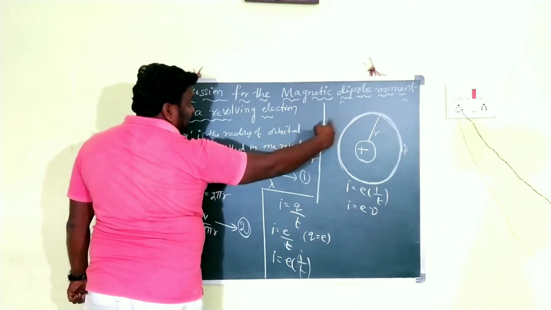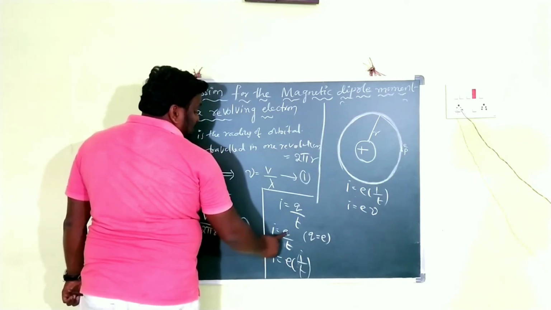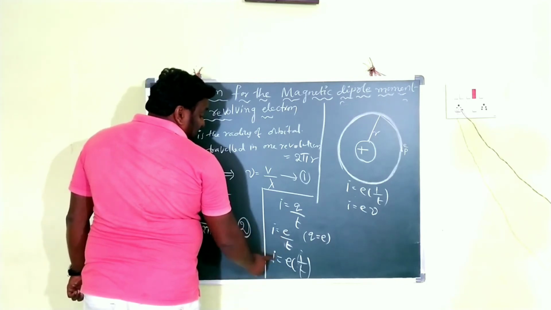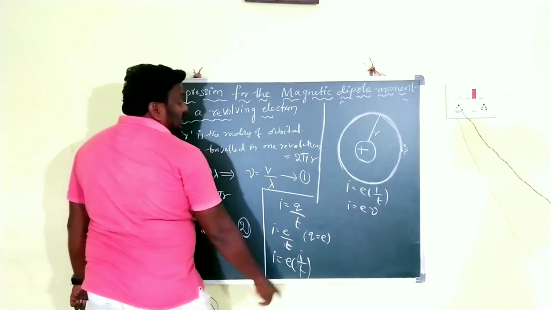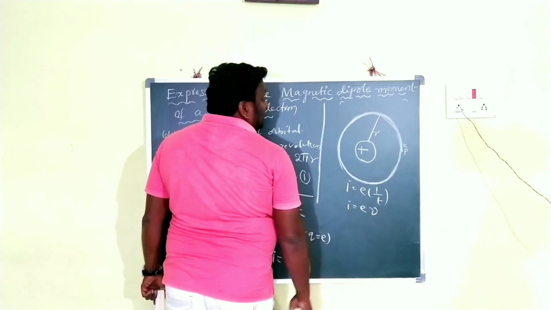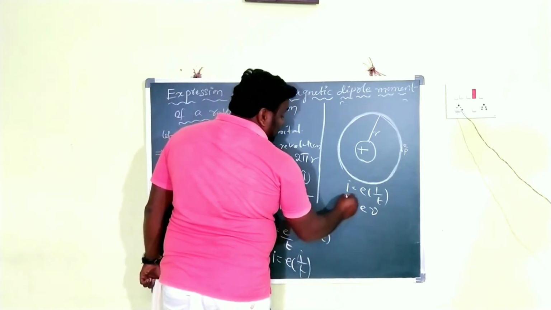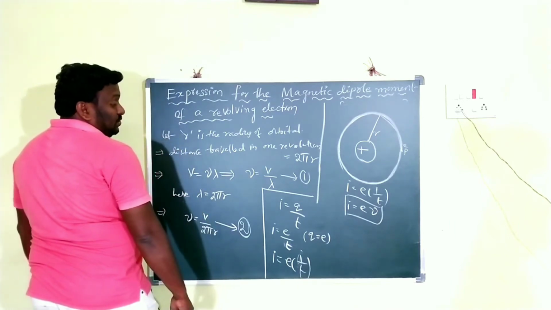Here we are taking the charge as electron. That's why electron charge should be given by the E. I is equals to E by t. And here this equation can be written as I is equals to E into 1 by t. So here 1 by t means what? Reciprocal of time period. Reciprocal of time period is called frequency. Then I is equals to E into nu.